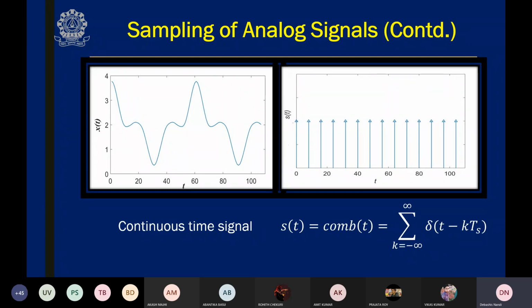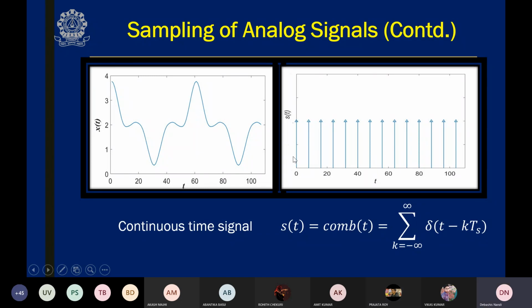If you put k equal to 1, then it will be delta t minus Ts. That means the delta function is shifted to Ts. Suppose this is your Ts, this second sample. Then this second sample value will be represented by delta t minus Ts. Then if k is equal to 2, that sample will be delta t minus 2Ts, so this third sample will be delta t minus 2Ts. This is the origin, and on the left hand side also you will get sample values, but I have not shown them here. If you get these successive shifted delta functions and add all of them, you will get this pulse train.